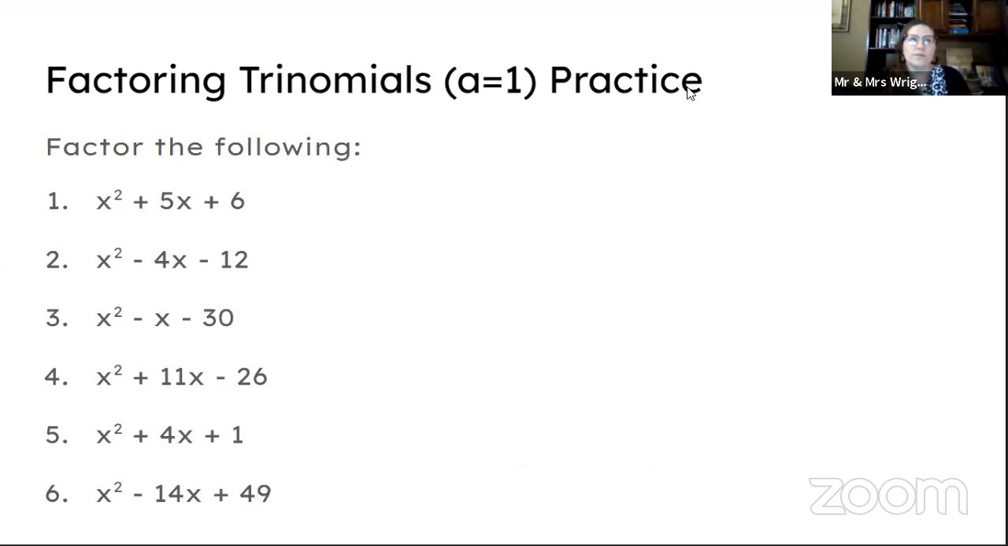All right, so now I want you to go ahead and press pause and work on these on your own, but I want to warn you, there's at least one tricky one in there. I know you can get it though. All right, welcome back. Let's go ahead and get started with these.